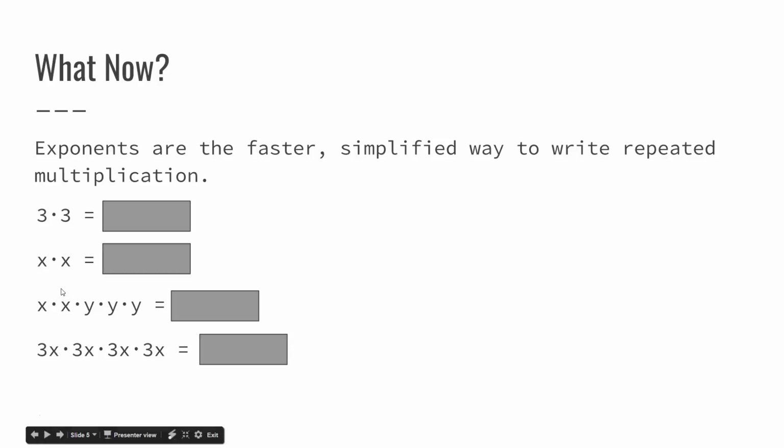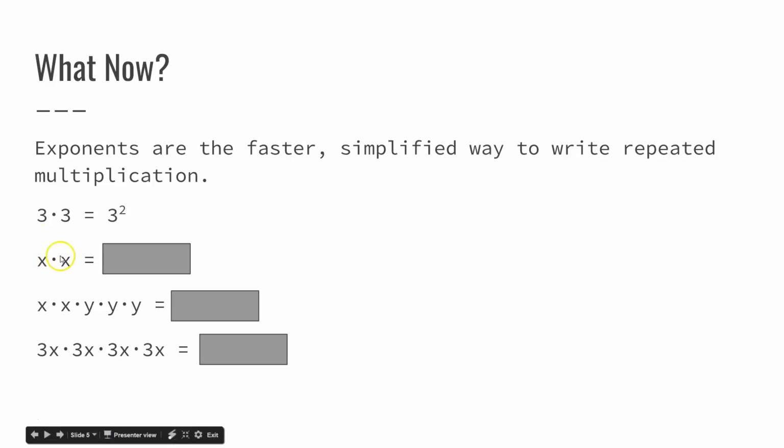I'm going to look at a few examples here. So exponents are just the faster, simplified way to write repeated multiplication, just like multiplication is the faster, simplified way to write addition. So we're just getting more and more collapsed in on each other. So 3 times 3, well, we could write that down as 9, but what if I wanted to write it with an exponent instead? How would you write 3 times 3 with an exponent? Well, I have 2 of them here. So instead of writing 3 times 3, I could do 3 squared because I have 2 of them.